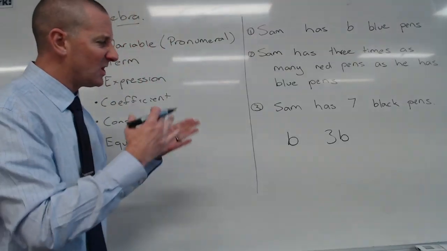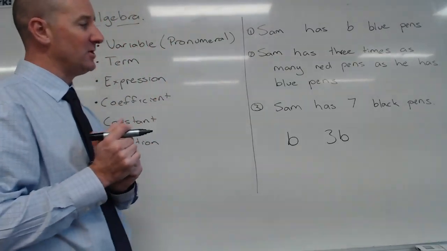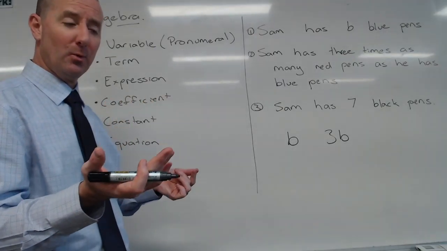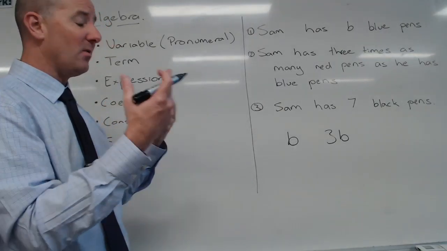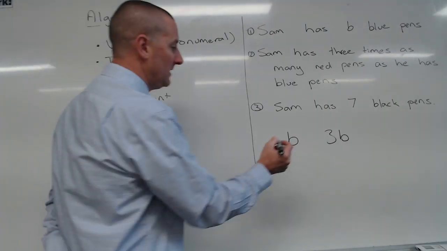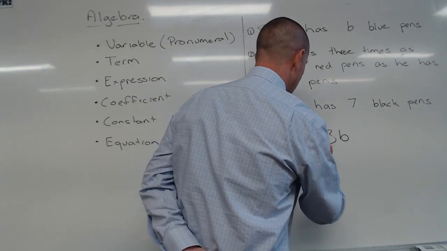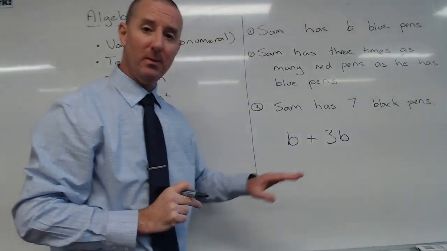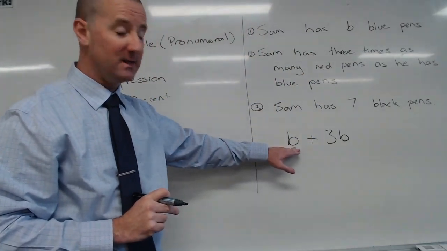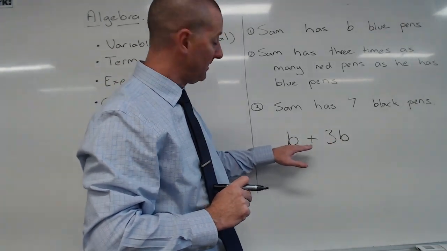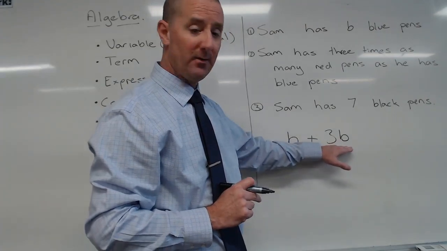Now if we want to get the total number of blue pens and red pens, what we'd have to do is join those together with a symbol. Because we want to know a total, the symbol that we'd have to use is a plus sign. So the total number of pens that Sam has, blue and red, would be B plus 3B. This is the amount of blue pens he has. This is the amount of red pens he has. Blue and red would be B plus 3B.